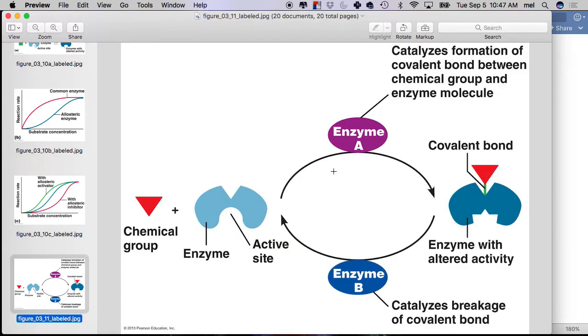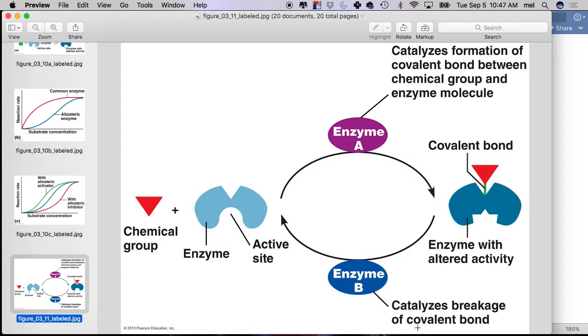Go ahead. So you said it requires two enzymes, but does enzyme A force the chemical group onto enzyme N? Yeah, that's what it does. Enzyme A, yes, forces that chemical group onto the enzyme. And by the way, sometimes enzymes can do the reverse too. So I'm saying that it requires both a kinase and a phosphatase. Some enzymes can actually do the reverse, but we're not going to complicate things by talking about that.